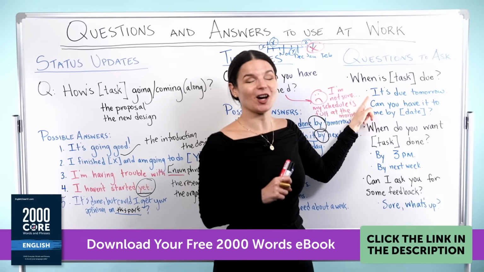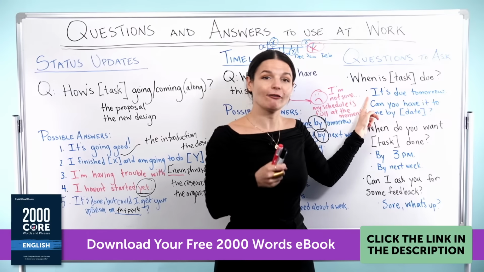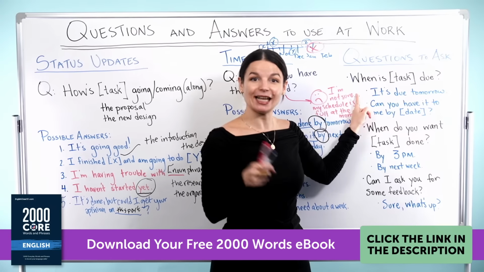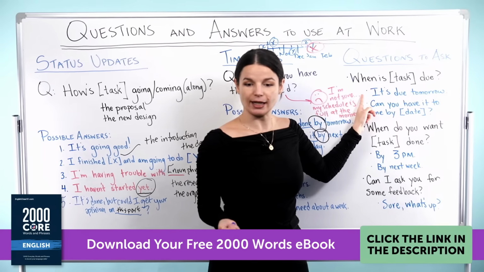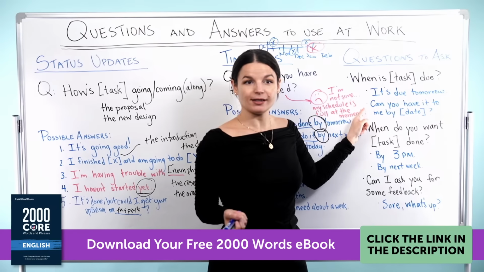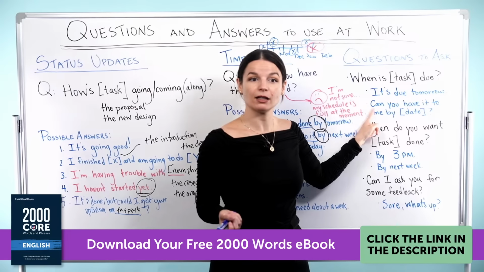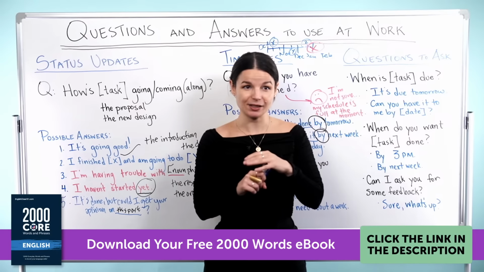This one is very common when you are a student. When you're at school, your homework is often due tomorrow. It's due tomorrow means the deadline is tomorrow, okay? The deadline is tomorrow. Please turn it in tomorrow, okay? Second, can you have it to me by date? Can you have it to me by date, okay?